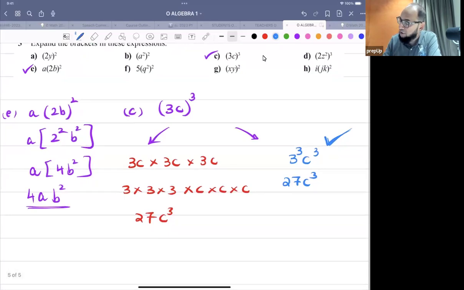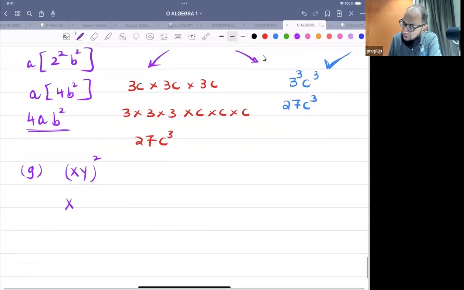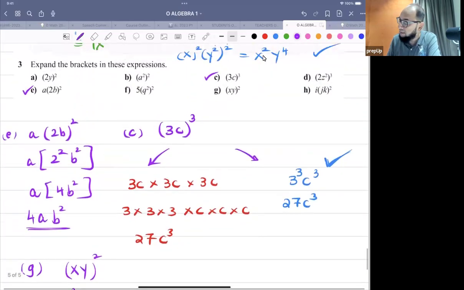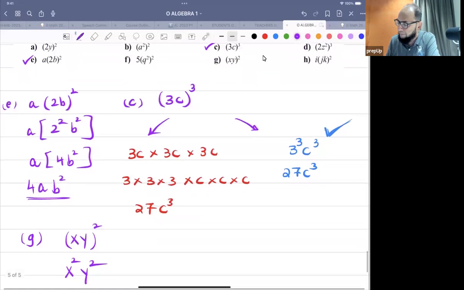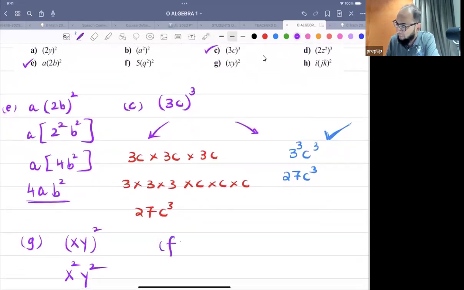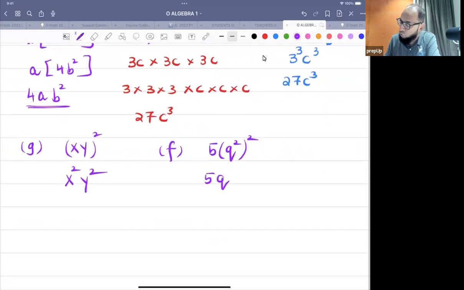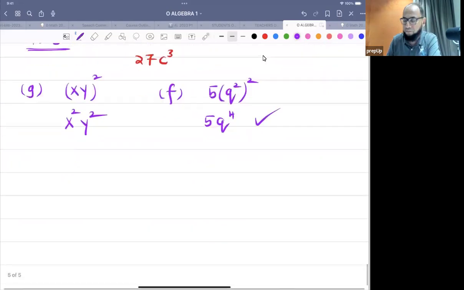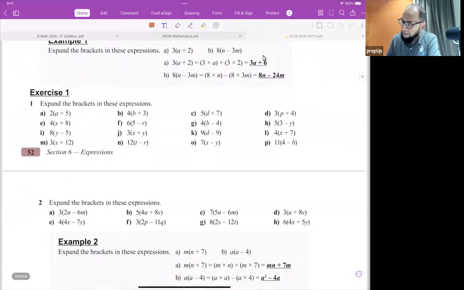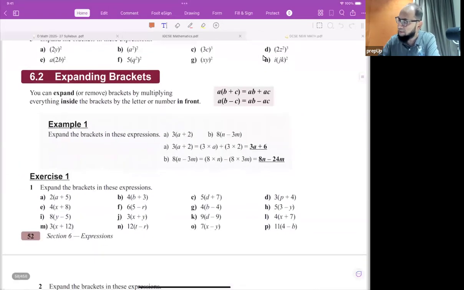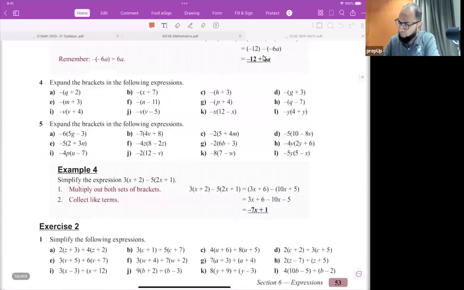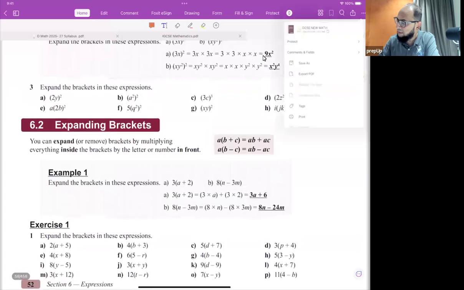What about part G? In part G, it says xy whole square. So that is simply x squared, y squared. That is the answer. Something like, I think that's f, 5q square square. That is 5q raised to power of 4, and that's the answer. Now let me move to the next one. That is again expanding these brackets. So let me just explain this.